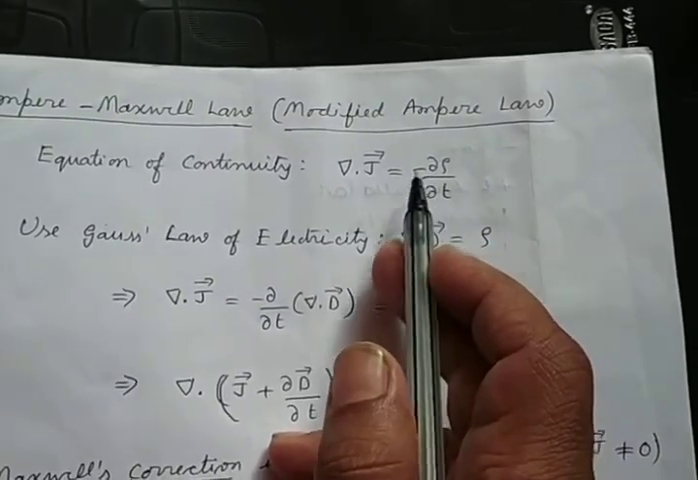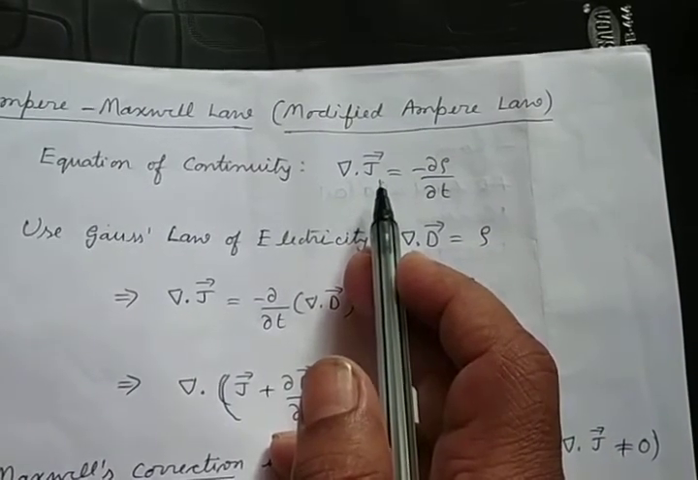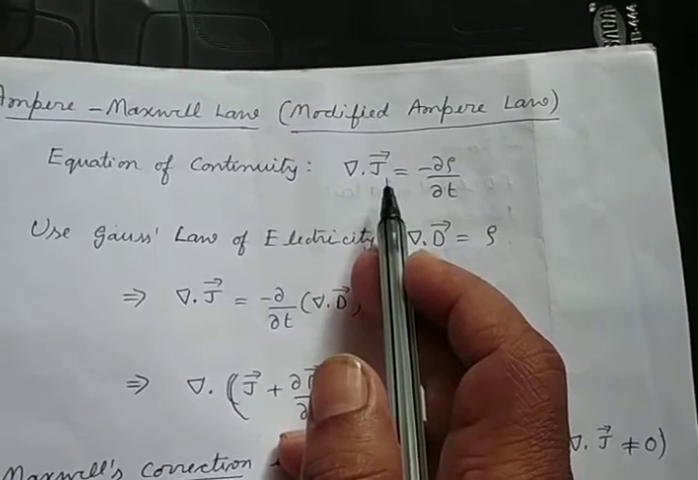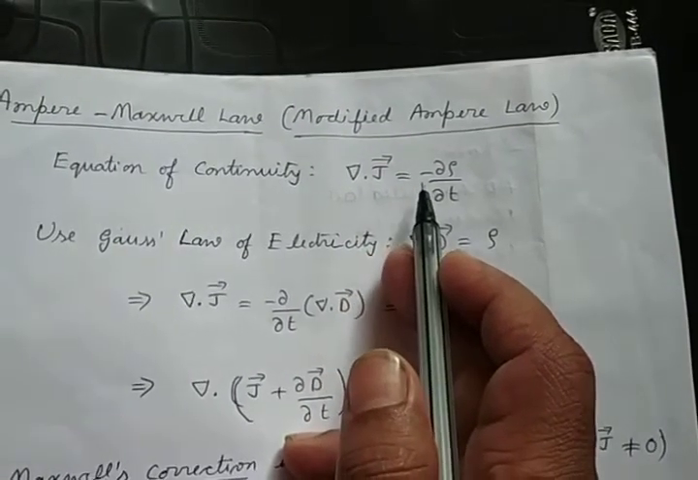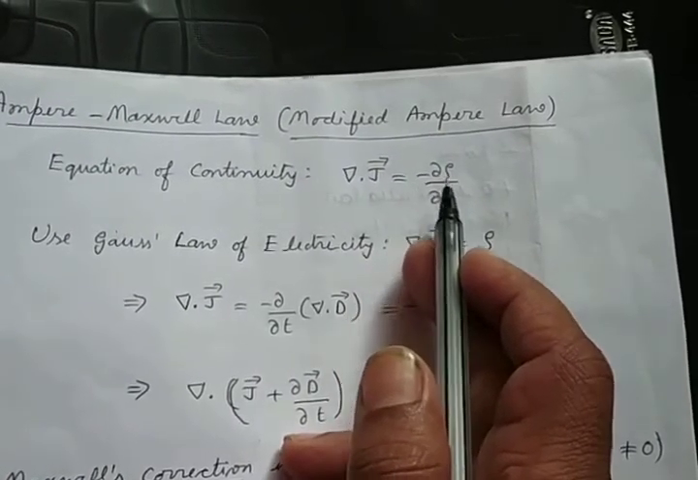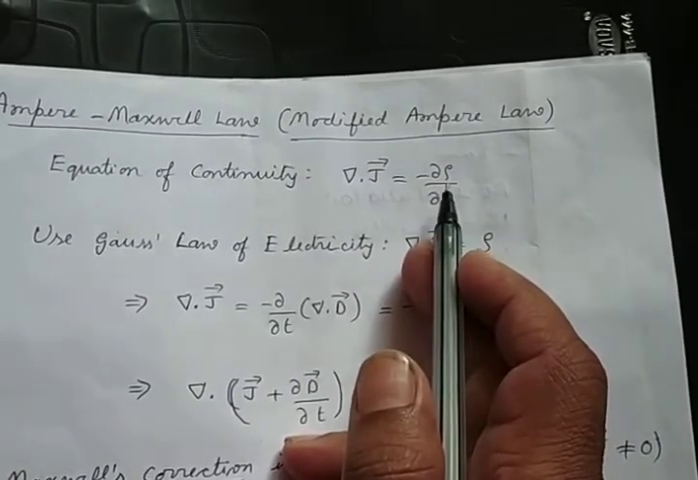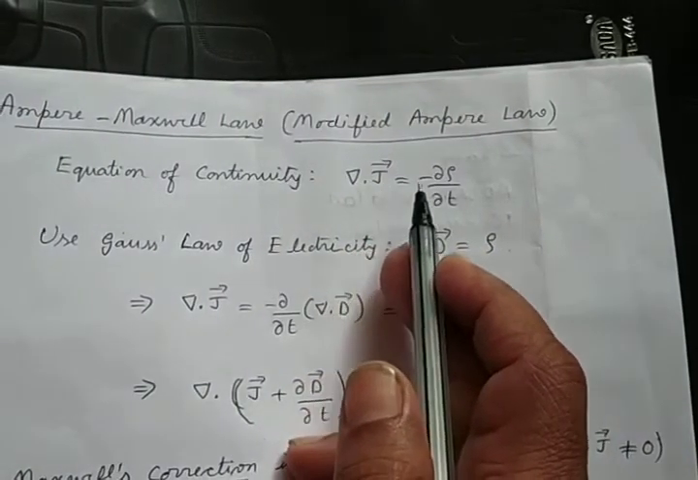Now, according to this equation of continuity, we have to make some correction in Ampere's law, that is curl of B bar is equal to mu J bar, because we saw that the divergence of J bar is not equal to 0, but according to Ampere's law, the divergence of J bar would be equal to 0.